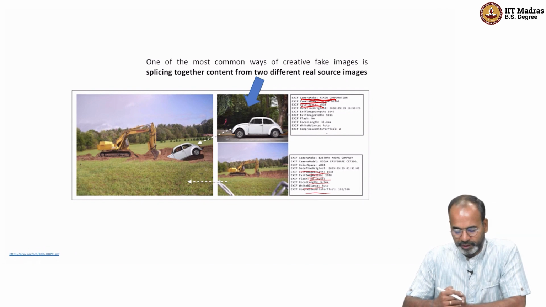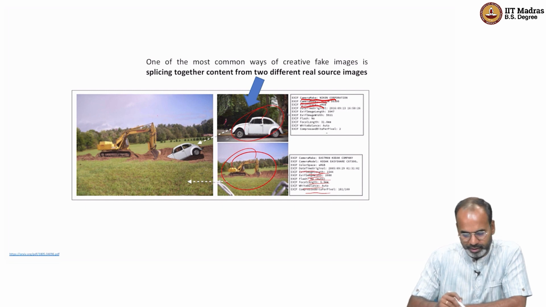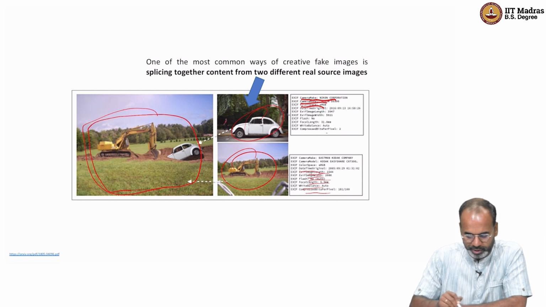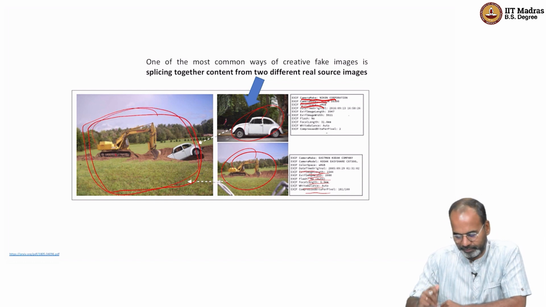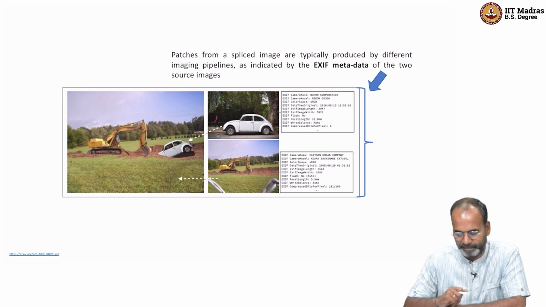One of the most common ways of creating fake news is splicing together content from two different real images. Look at this. This is a real image. This is a real image. But then they merged it together to show this, which is how it looks, but that's not a real image at all. And if you look at this and this, these are the EXIF of these two individual images. Patches from a spliced image are typically produced by different imaging pipelines, as indicated by the EXIF metadata.